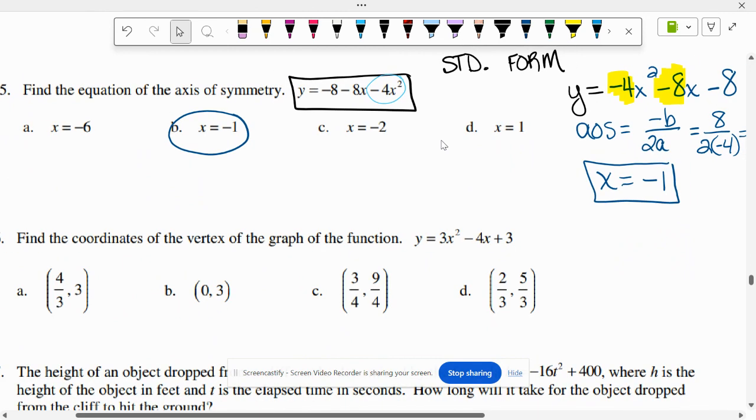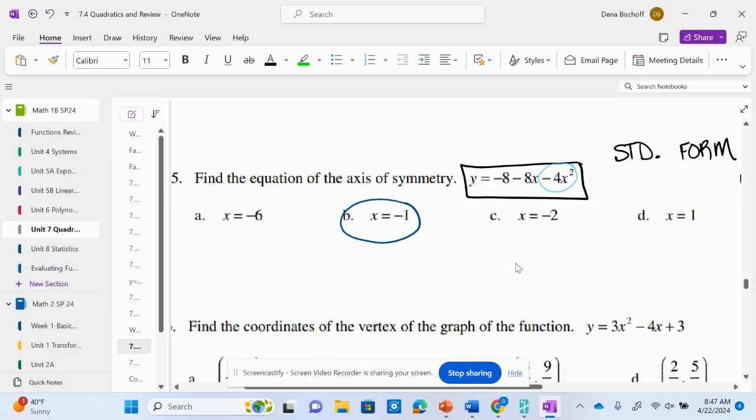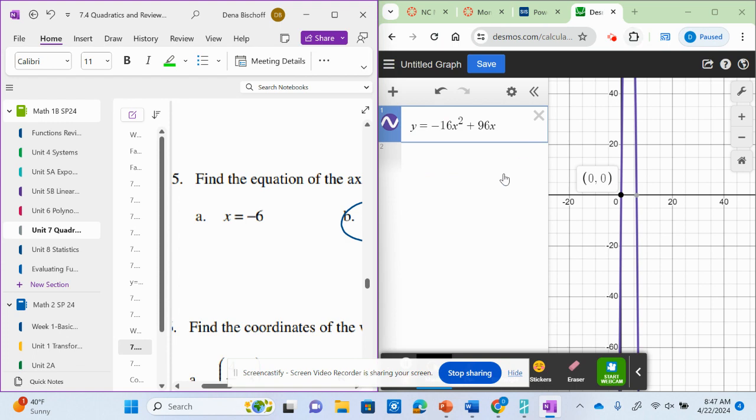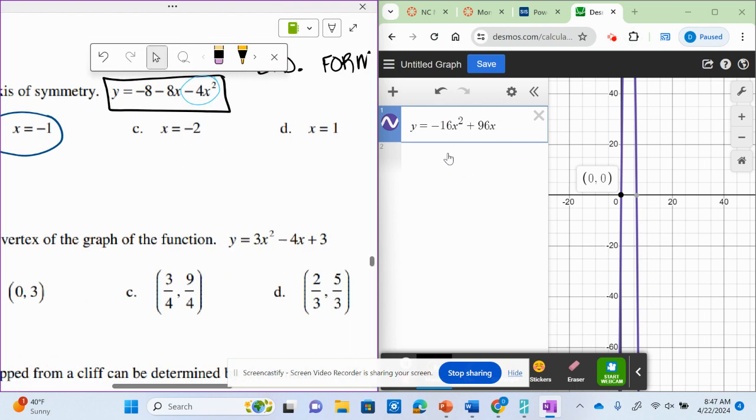It says find the coordinates of the vertex of the graph of this function. Guys, just put it into Desmos. I'm just going to put this function into Desmos. So my function is 3x squared.